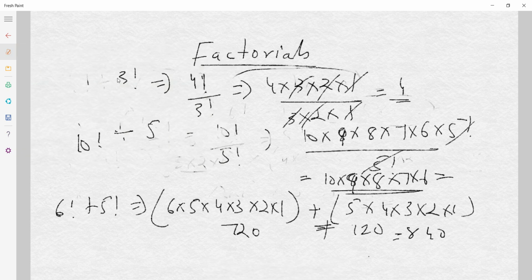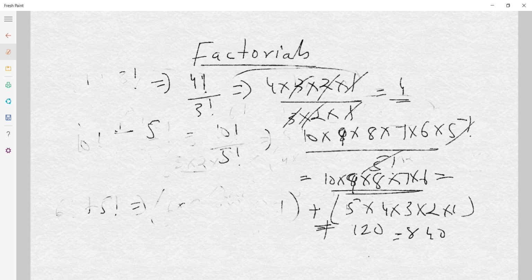I hope you find this session a bit easier. Factorials are not difficult if you understand the concept, right? It's pretty easy to do, as you can see, right? So it's pretty basic maths. It's not complicated.